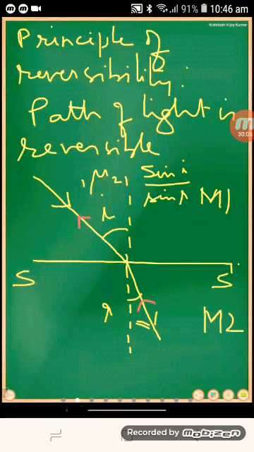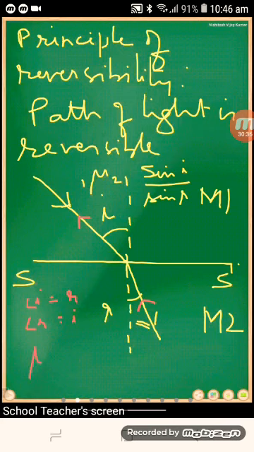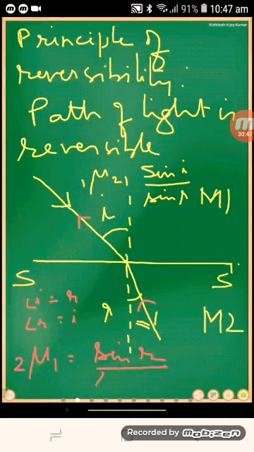Now, when the light is traveling from the second medium to the first medium, your angle I will be equal to angle R, which is given over here, and angle R will be equal to angle I, which is here. So here it becomes sine I. Here the refractive index of the first medium with respect to the second, because the light is traveling from the second to the first, this will become sine R upon sine I.